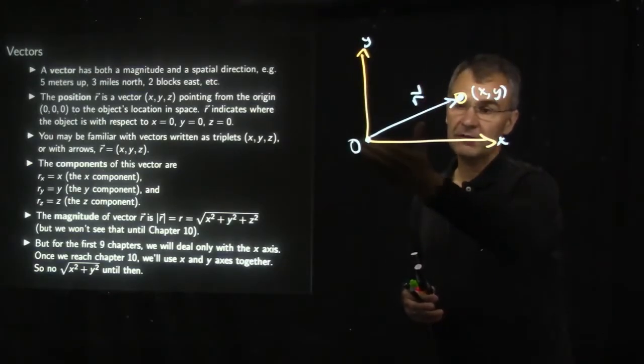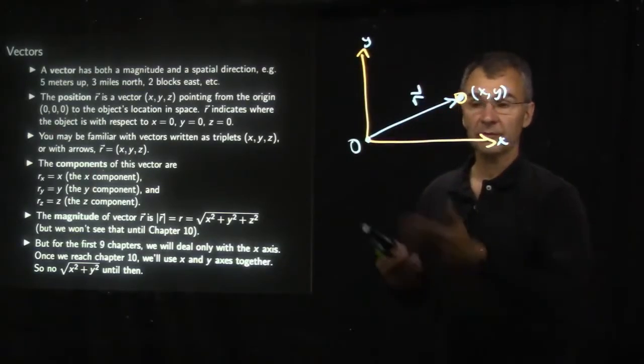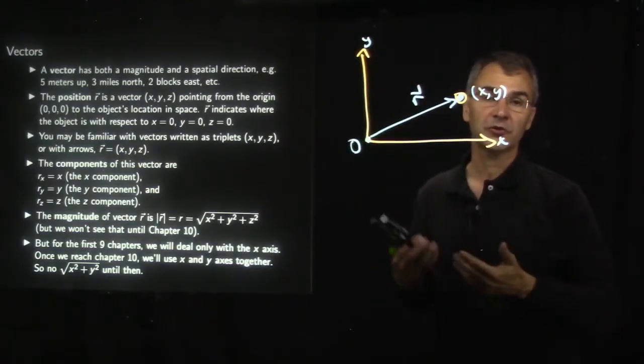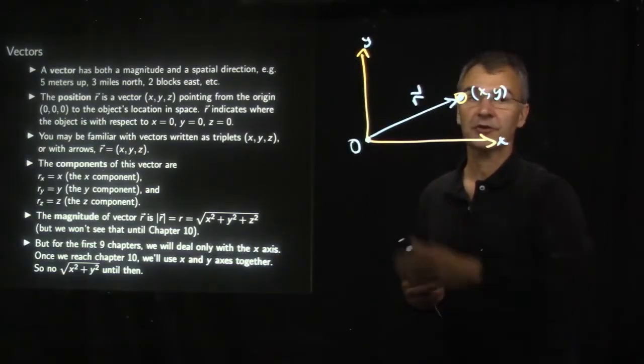And then, every coordinate system has an origin. Sometimes it's somewhat arbitrary what you call the origin, but you do need to keep track of what you call the origin.